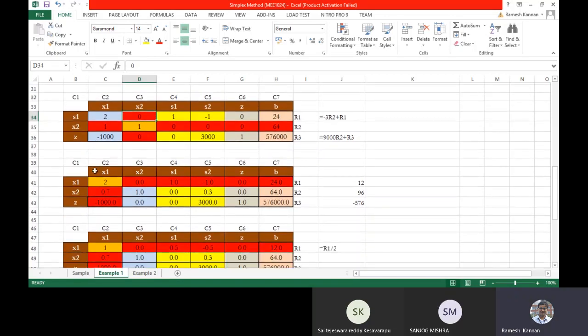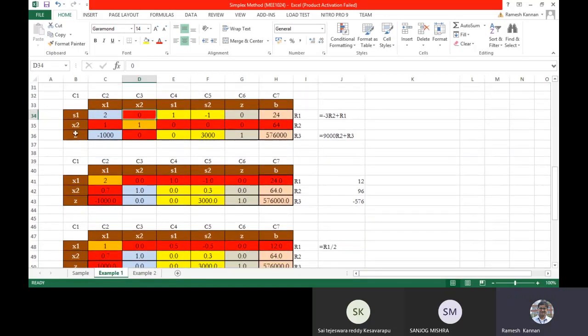Next, we will check the problem. We generally check the z values to see whether all of them are greater than or equal to 0. But this particular value is less than 0, a negative value. So the next step is considering this as the key column, and the procedure gets repeated: find which cell has the maximum negative value. The maximum negative value is minus 1,000, and that will be considered the key column.